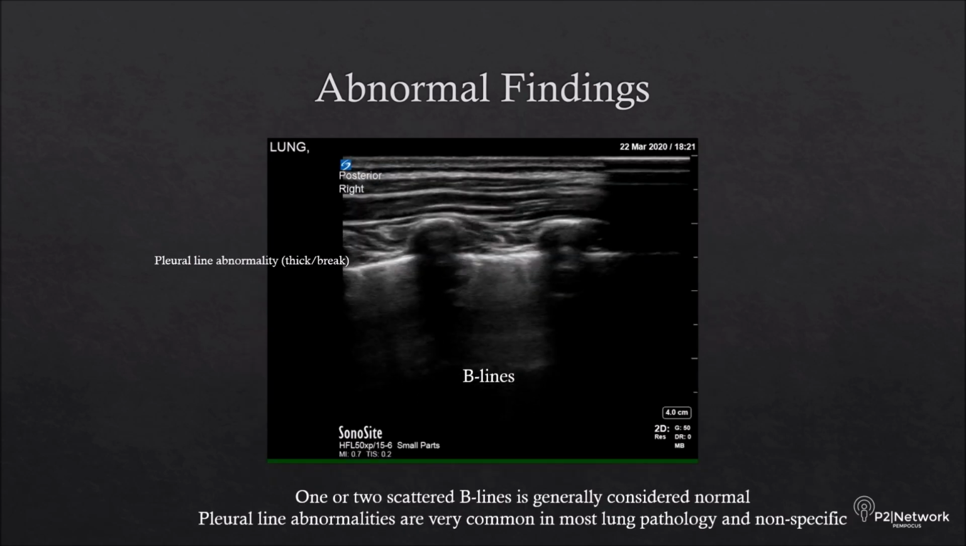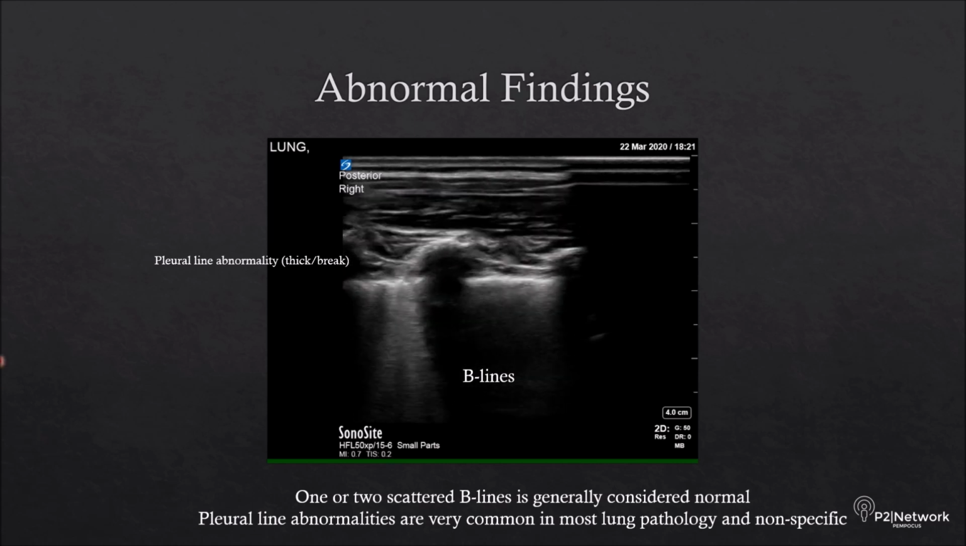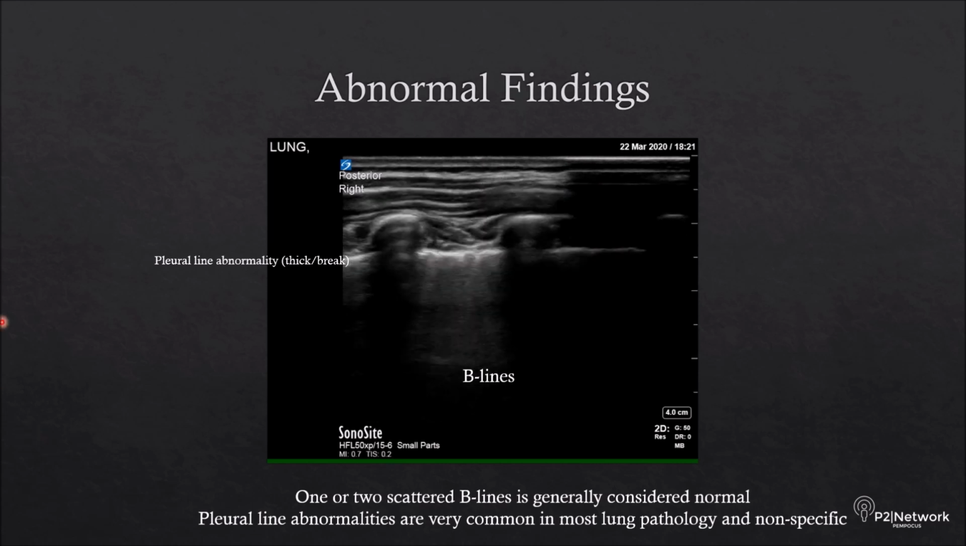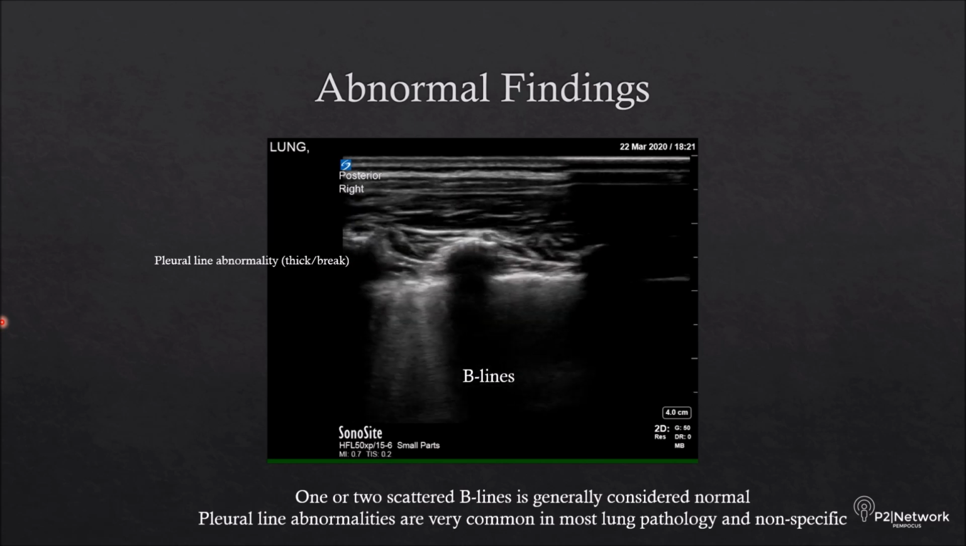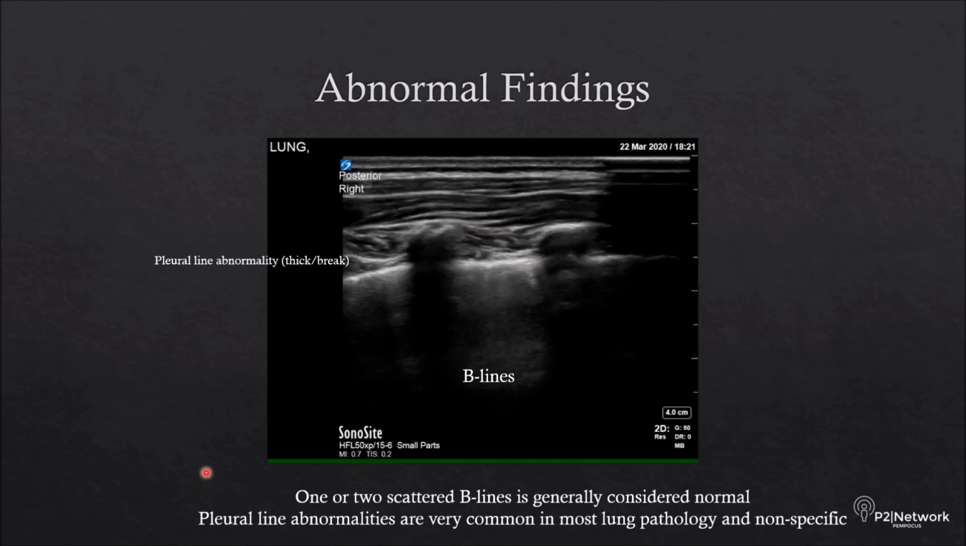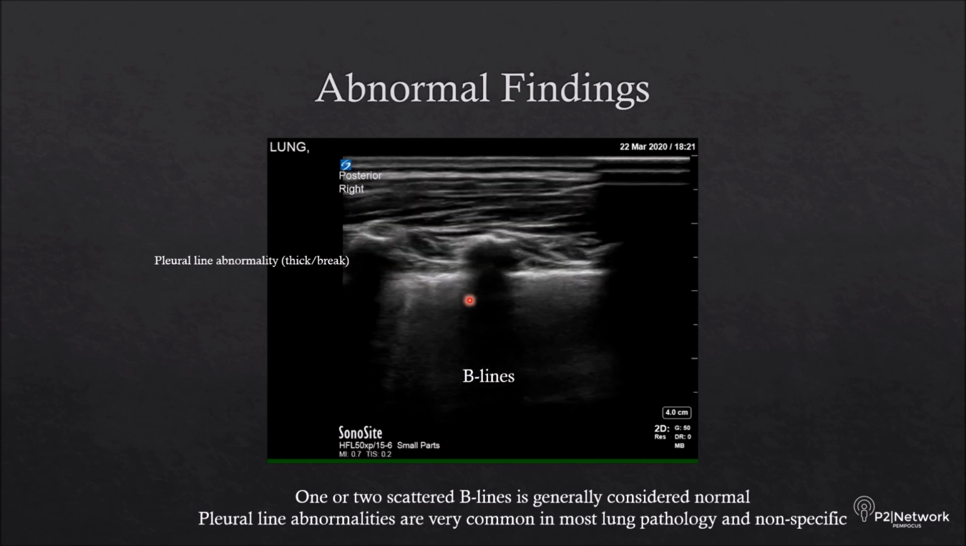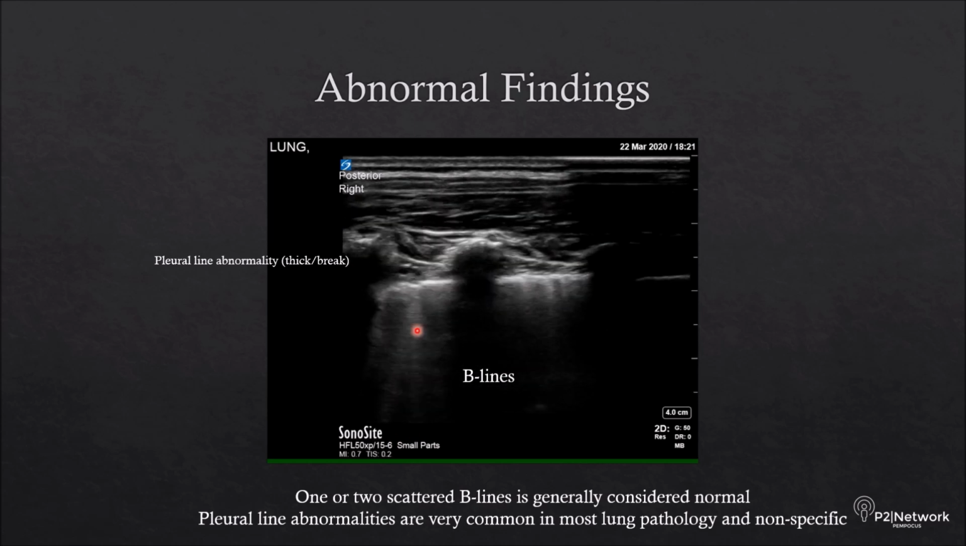The next pathologic finding we'll be looking at is B-lines. So B-lines are actually only pathologic if there's more than 1 or 2. Scattered B-lines are actually considered normal, but what they are are hyperechoic lines arising from the pleural line and shooting down.